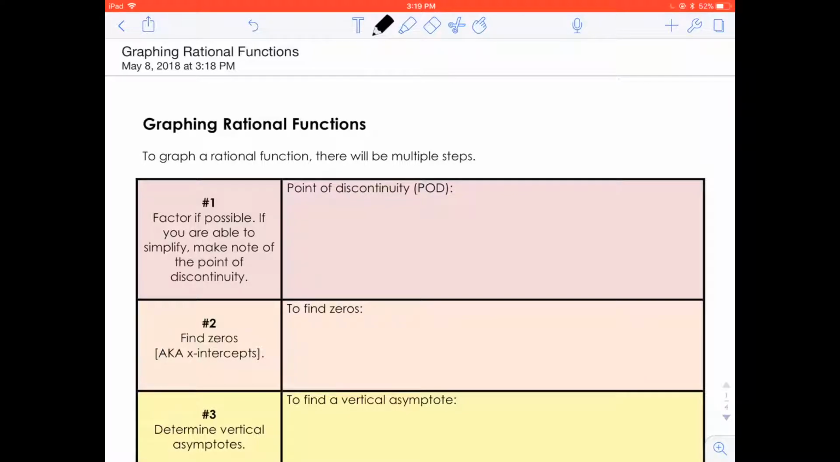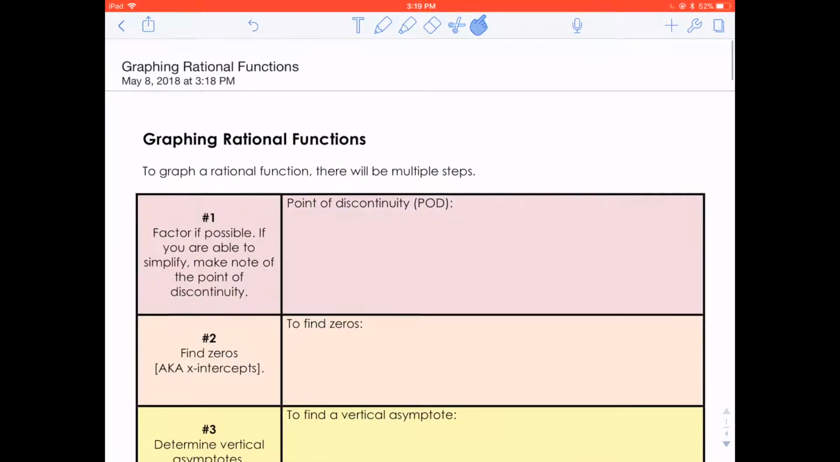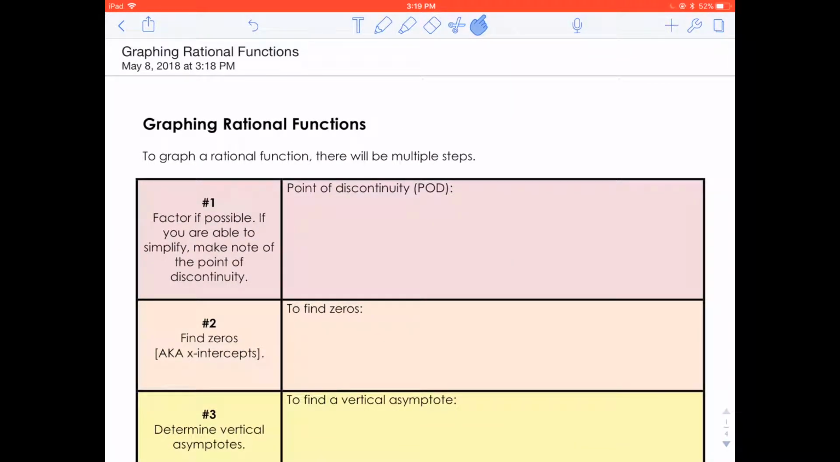All right, hi guys. I'm just going to go over this first page of this worksheet on graphing rational functions, section 8.4. For those of you who either missed class today or this is a tough lesson, if you're struggling, you can come back to watch this. Okay, so to graph a rational function, there's a couple of steps we're going to have to go through.